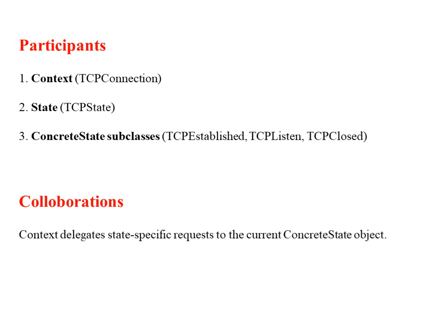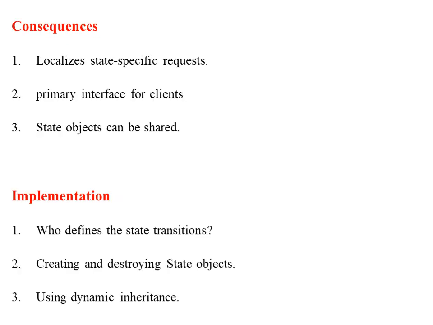Now the next template is consequences. Consequences means, if we apply this pattern, what results do we face. The first one: if we apply this pattern, it localizes state-specific requests. The primary interface for clients will be created, and sharing should be done between the state objects. All of these can be faced by the clients when we apply the state pattern.